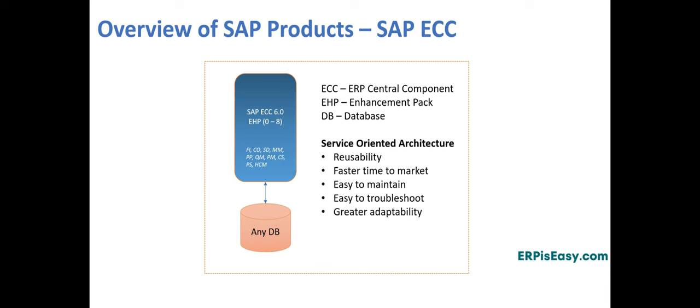SAP plans to end maintenance support for SAP ECC in 2027, requiring customers to migrate to S/4HANA by 2027. The next product we are going to discuss is SAP Customer Relationship Management.